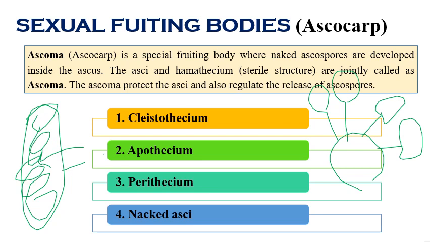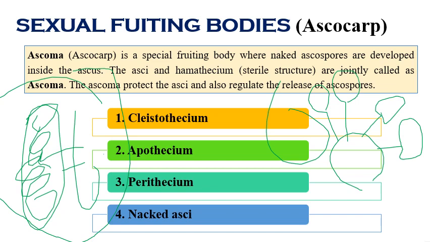It is a fruiting body where ascospores are packed inside a structure called the ascus. So this is one ascus, right? A combination of many asci will be formed and it is produced from a structure that is a fruiting body. Inside the fruiting body, it contains thousands of asci. Inside the asci, ascospores are produced. Now you got the point. So this ascocarp or ascoma is a fruiting body name. In asexual fruiting bodies, we don't have such definitions.